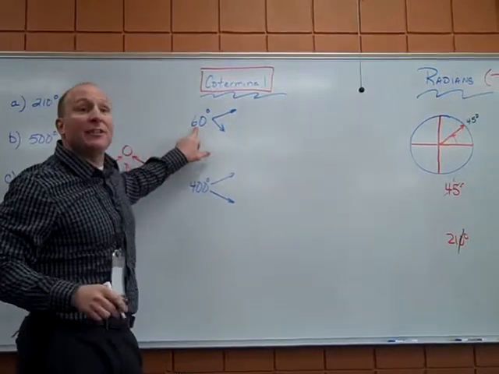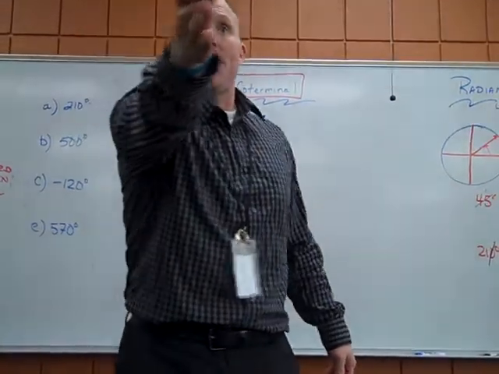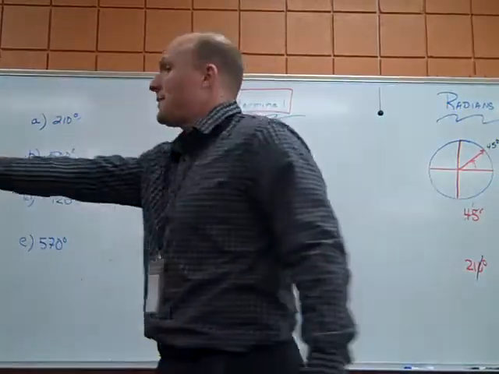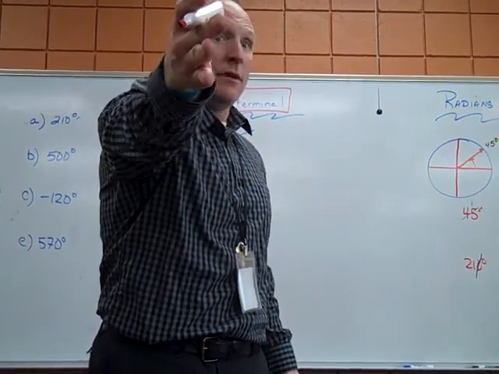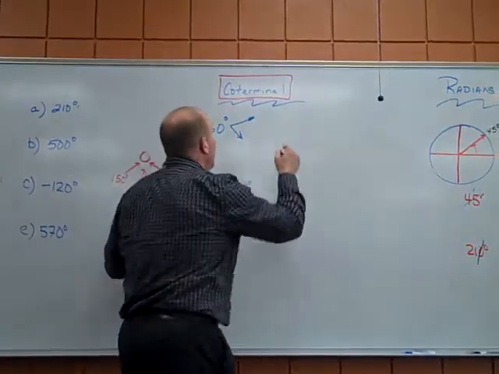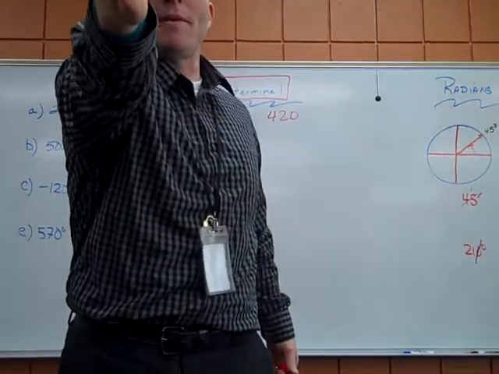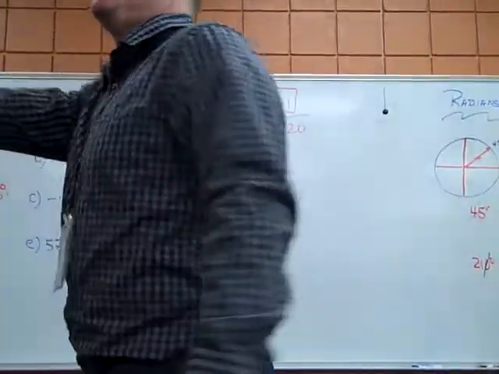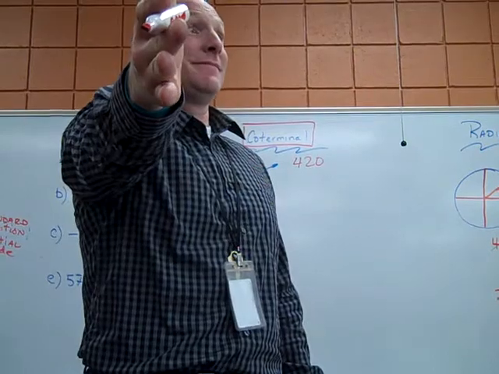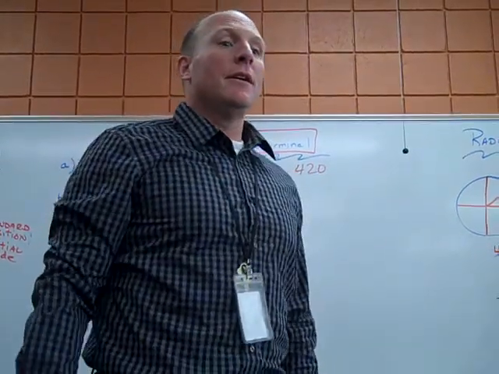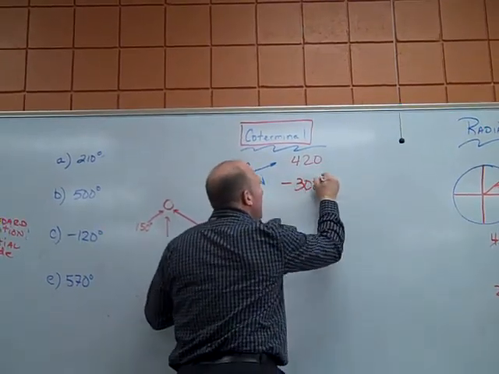Okay, so if I say 60 degrees, coterminal, I'm at 60 degrees. What degree measure am I at now? 420. I did a complete circle. What if I said I want a negative coterminal? Which way am I going now? Right. Now what degree measure am I at? Negative what? Negative 300.